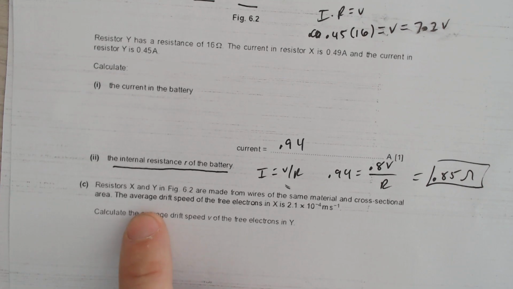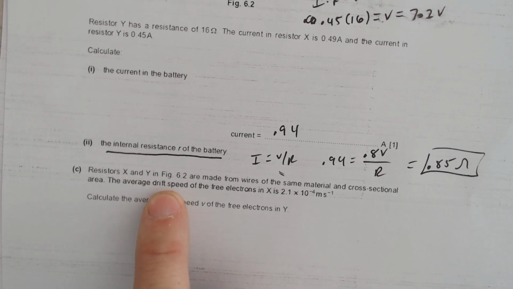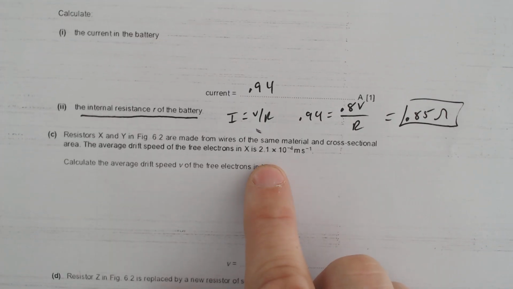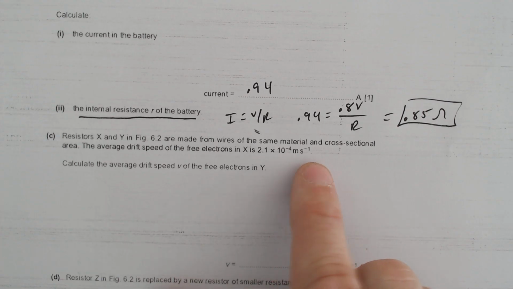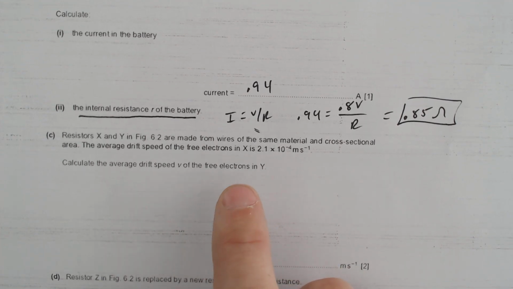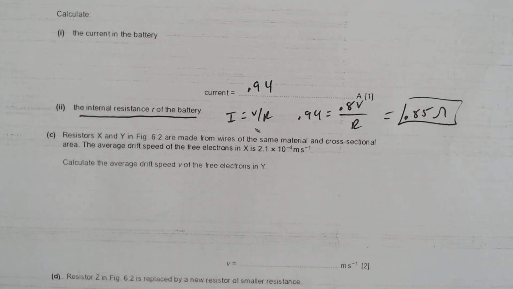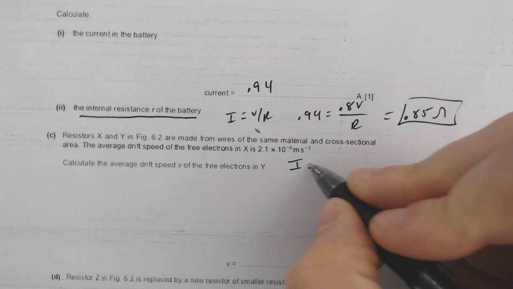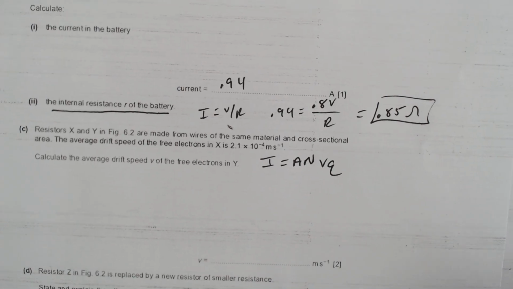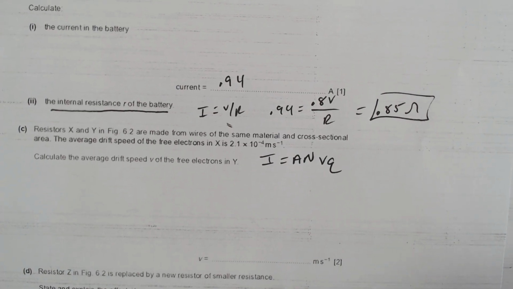All right. Resistors X and Y in the figure are made of wires of the same material, same cross-sectional area, and average drift speed of 2.1 times 10 to the negative fourth meters per second. The average drift speed of the free electrons of Y is what we're asked to find. So here we have to use I is equal to A, N, V, Q. There are a few different tricks you could use here, but I'm just going to go through it as if you didn't know any tricks.